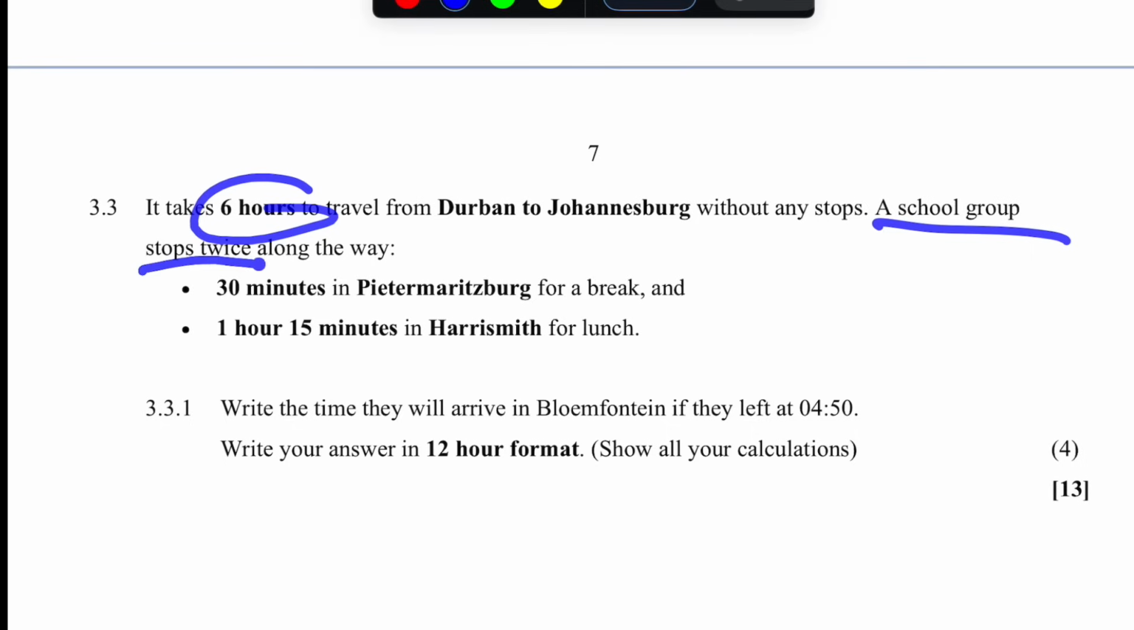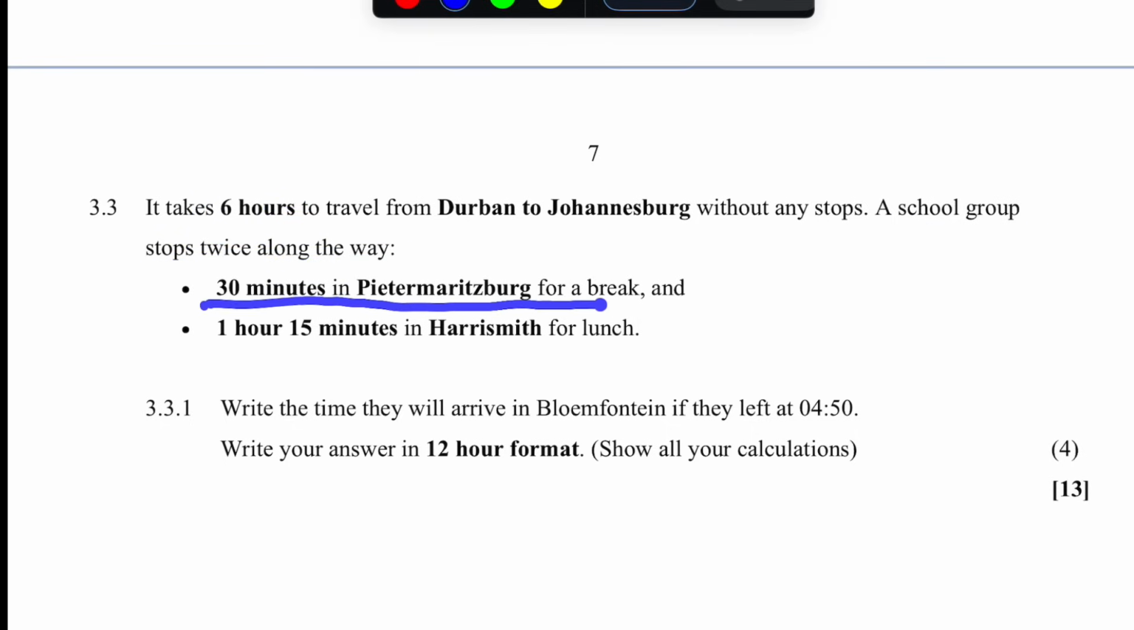A school group stops twice along the way. So they stopped for 30 minutes in Pietermaritzburg for a break and 1 hour 15 minutes at Harrismith for lunch. So now it says write down the time they will arrive. If they arrive in Bloemfontein, not Bloemfontein, guys, let's say in Joburg. It's supposed to be Joburg, their final destination. Johannesburg.